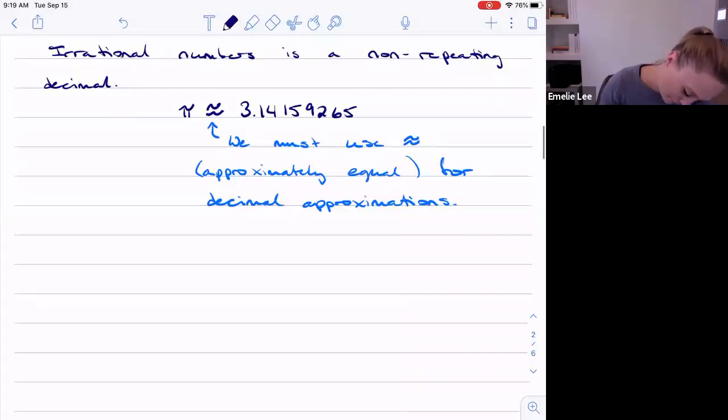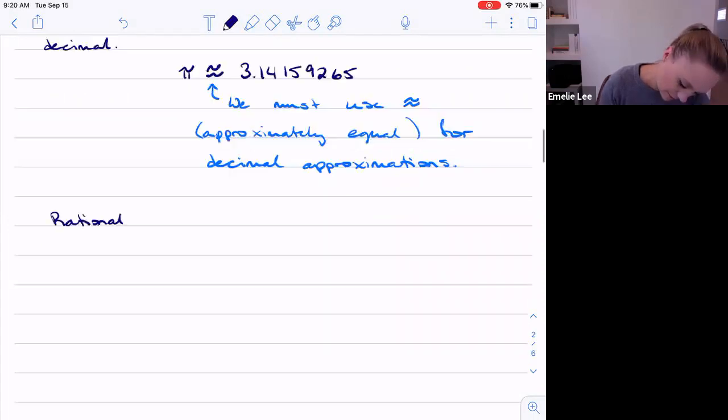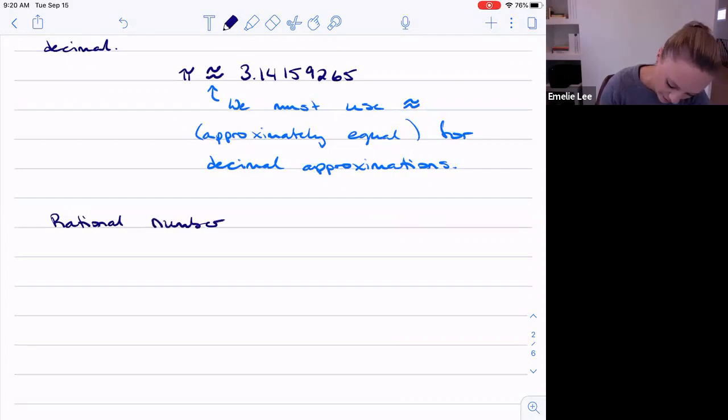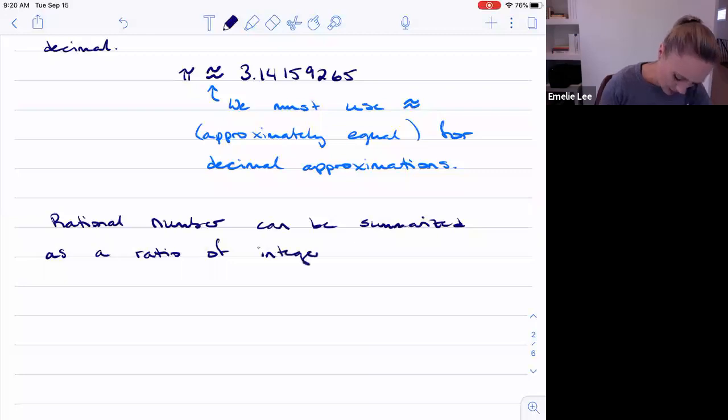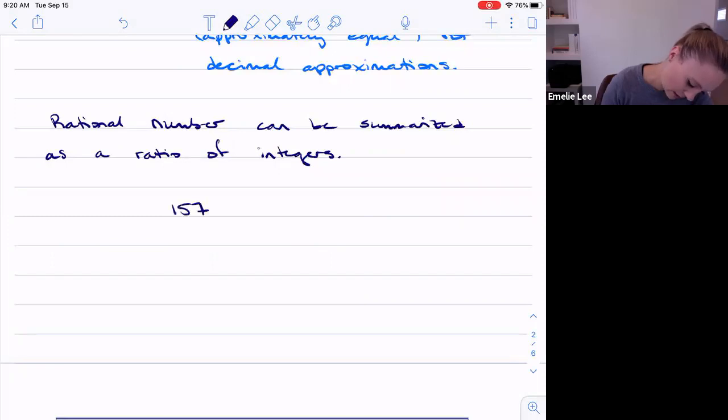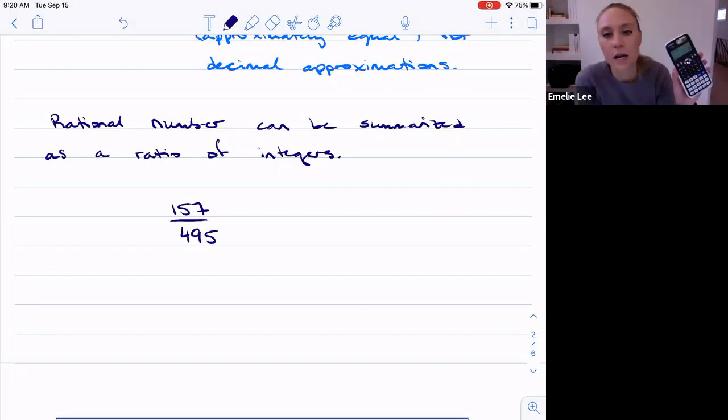Okay, so a rational number, if we have a look at a rational number, right, can be summarized as a ratio of integers, right? So if we think about something weird like 157 over 495, if you do that on your calculator, and if you've got this one here, or even the other one that they sell in the bookstore, that kind of silvery one, it'll always try to give you exact answers, which is really nice.